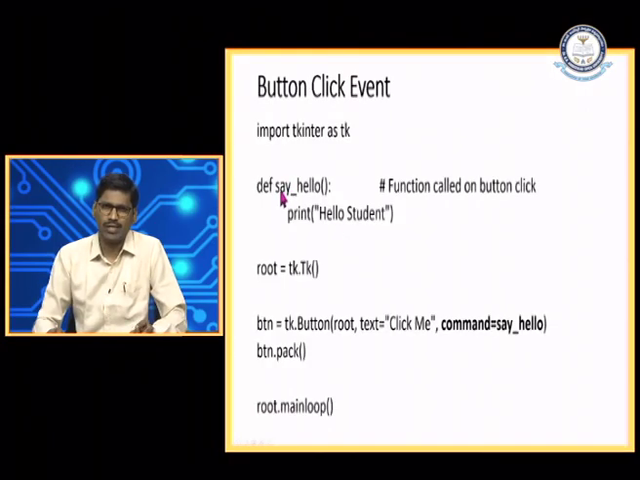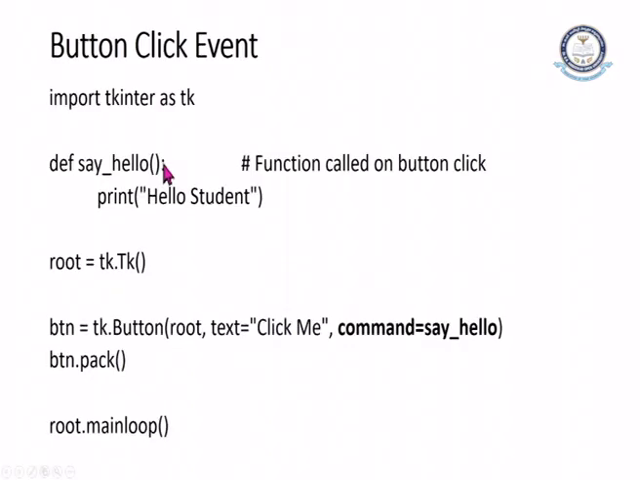For that, I am writing this function: def, function name, say underscore hello, and the colon is compulsory, that indicates a block is created. And what is the statement you want to execute? You need to write it as part of this function: print hello student. That particular print statement will be executed. Root window creation is covered multiple times already, and button creation.